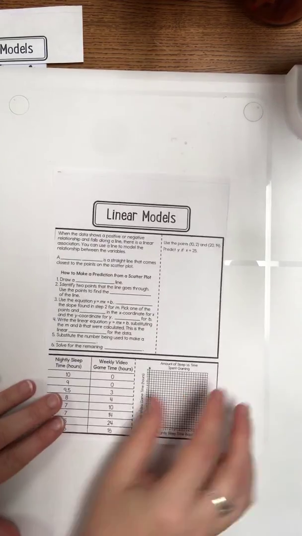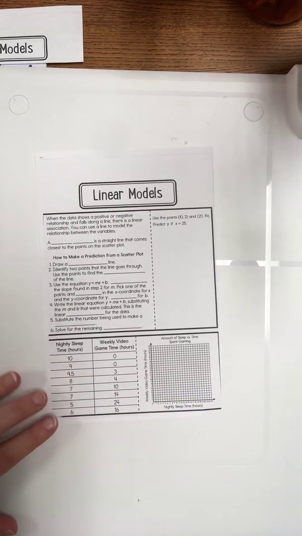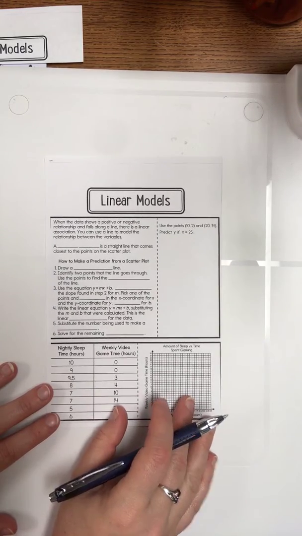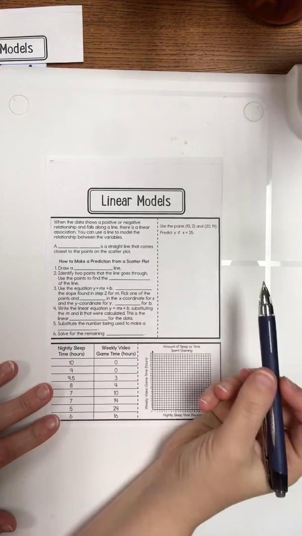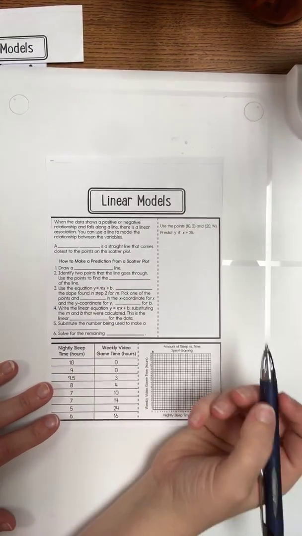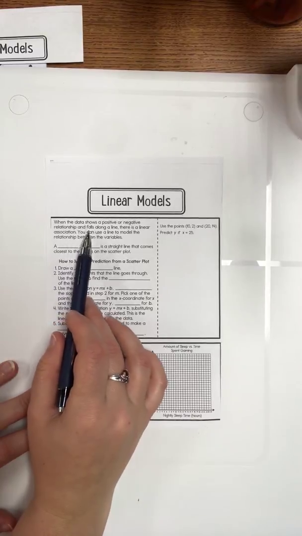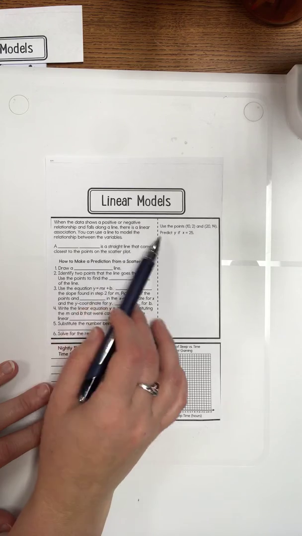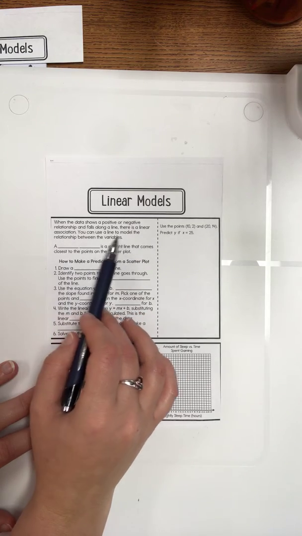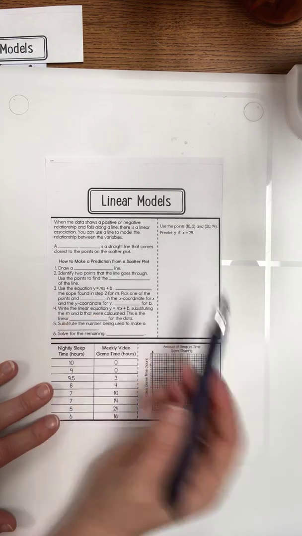This is the next page of your notebook. Linear models. You're going to cut on the solid and fold on the dotted. I'm just going to leave mine as a solid piece for now. So we are talking about linear models. Remember, linear means line. So when the data shows a positive or negative relationship and falls along a line, there is a linear association. You can use a line to model the relationship between the variables.